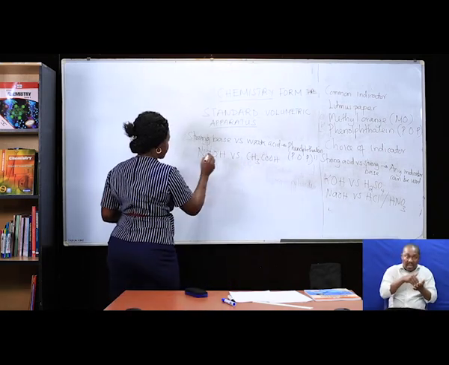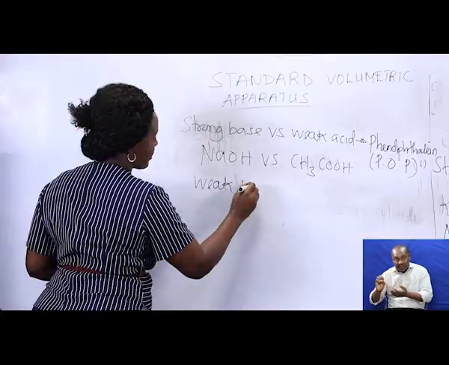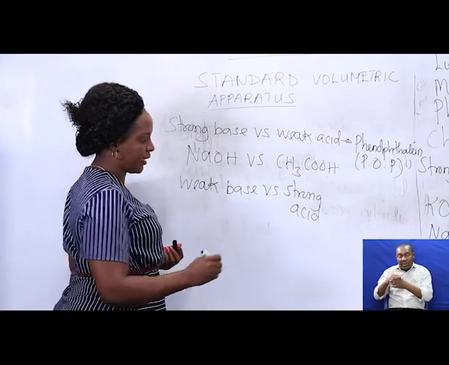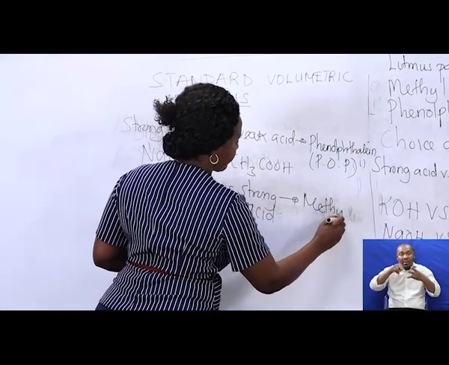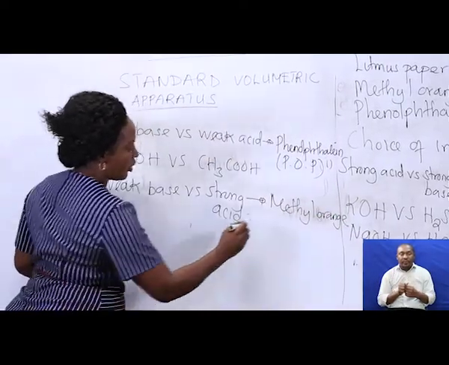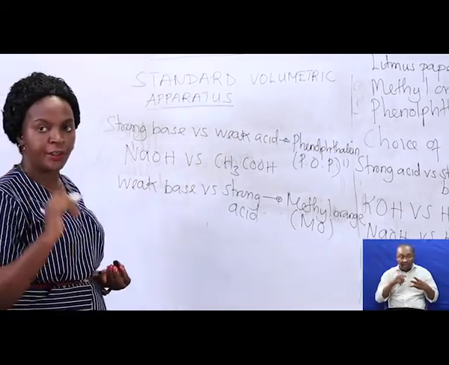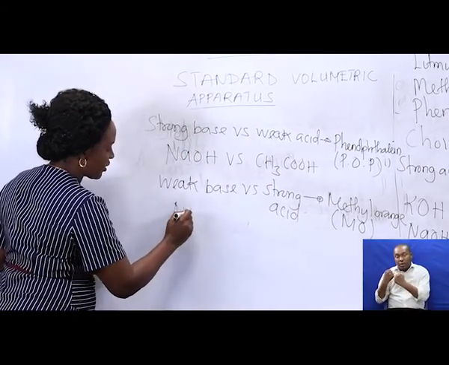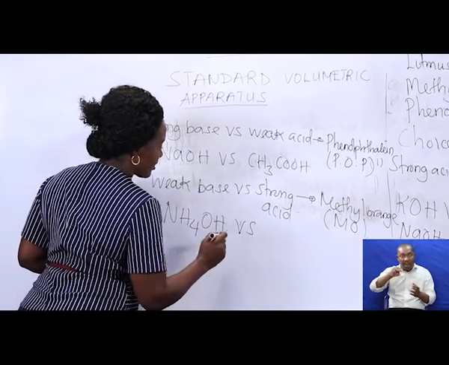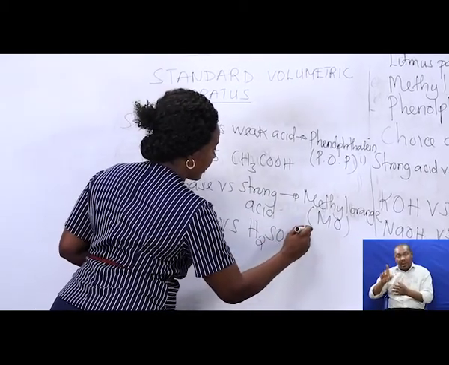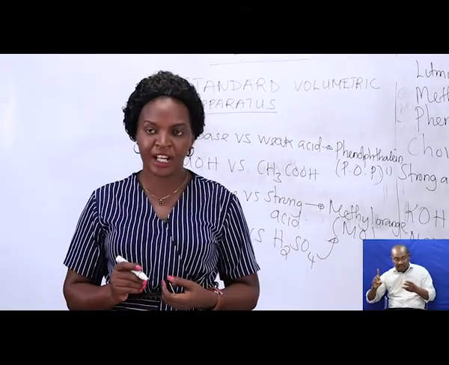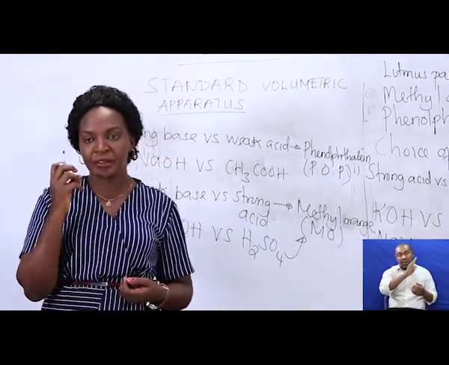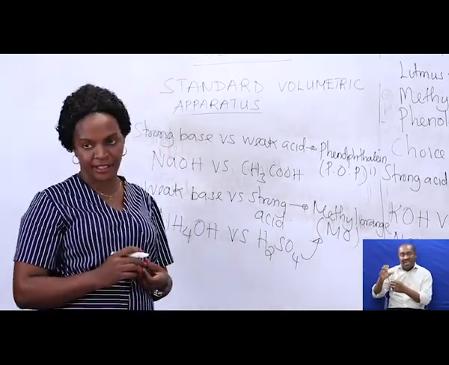But what if I'm titrating a weak base versus a strong acid? What is the favorable indicator? The answer will be methyl orange, or MO. Methyl orange is a favorable indicator for a reaction between a weak base versus a strong acid. For example, if I'm titrating ammonium hydroxide, a weak base, versus sulfuric acid, I must use methyl orange. Ammonium hydroxide is a weak base, and sulfuric acid is a strong acid. In case I'm titrating those reactants, I must use methyl orange as an indicator.